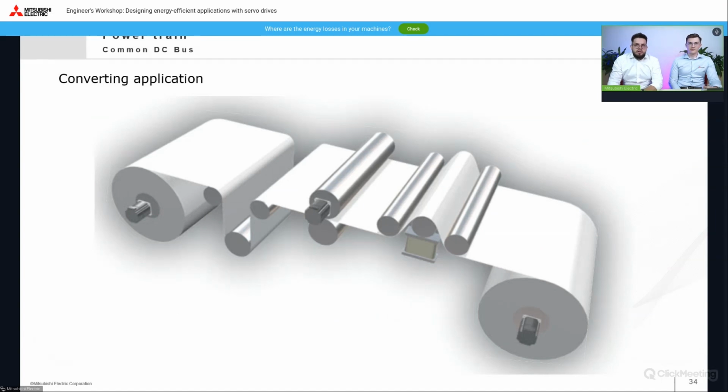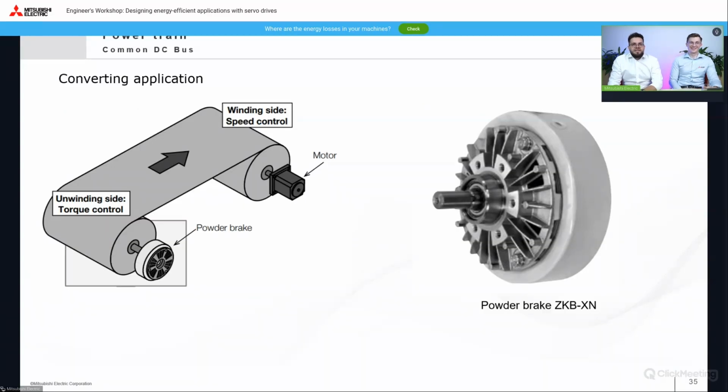Before we move on to the energy recovery in such a system, let's look at the general concept of such machines and the solution used in them. But I promised, only briefly. In that kind of applications, we can find 2 popular solutions. The first one with pneumatic brake or powder brakes on the unwinding section. You can see a schematic example on the drawing. On the winding section, we have the servo motor, and on the unwinding section, you can see the powder brake.